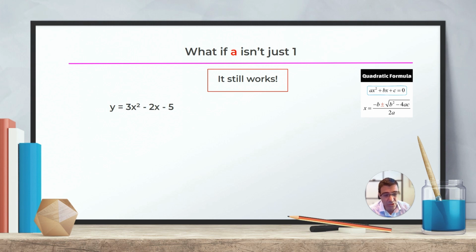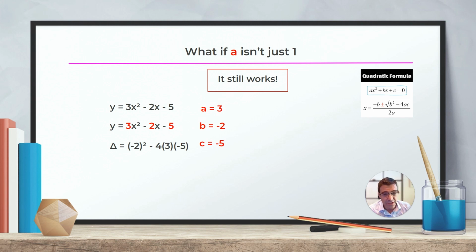So if we have 3x squared minus 2x minus 5, nothing changes. We still have the coefficients. So 3, negative 2 and negative 5. So a is 3, b is negative 2, c is negative 5. We're going to do negative 2 squared, which is 4, minus 4 times 3 times negative 5.